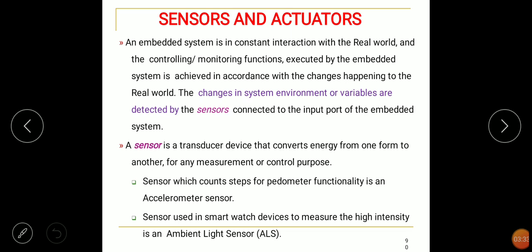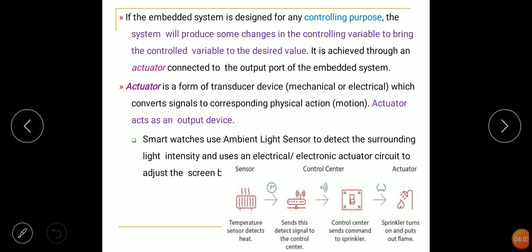The second example of a sensor is the sensor used in smartwatch devices to measure light intensity, an ambient light sensor, ALS. It measures the light intensity in the surroundings of the body or the watch. For this purpose this sensor is used, and we call it an ALS sensor.